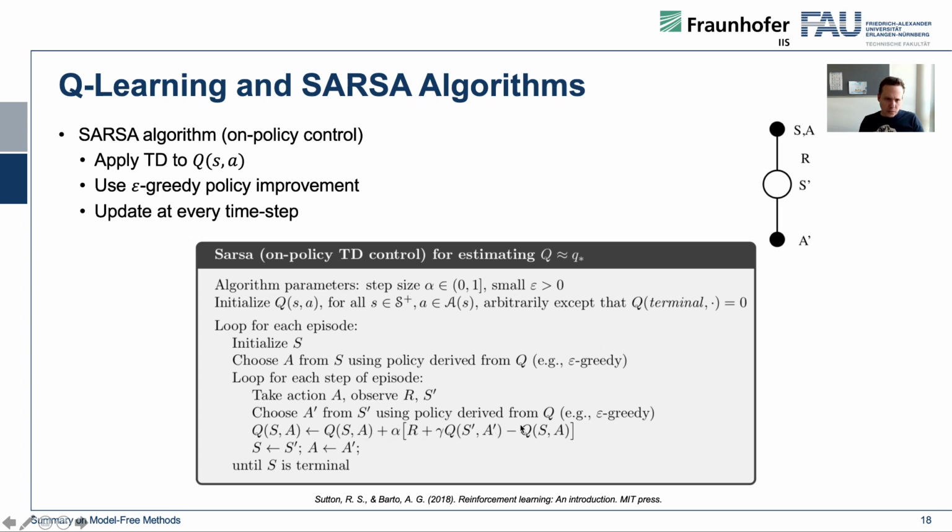In SARSA, you select your action from the state S you're in using an epsilon greedy policy, for instance, and then you take this action and end up in a state S prime. You select the next action using an epsilon greedy policy, and you update the state action value here with respect to the state action value of this one. We found out that this works really well in practice.